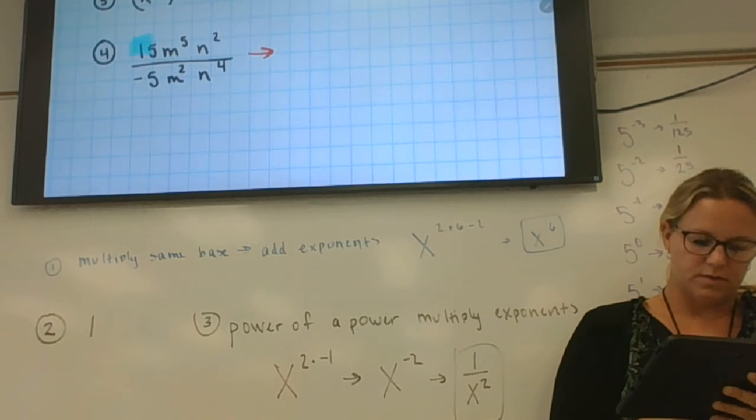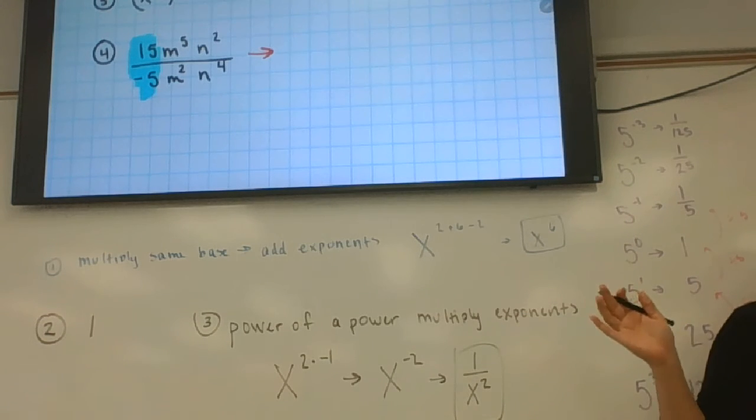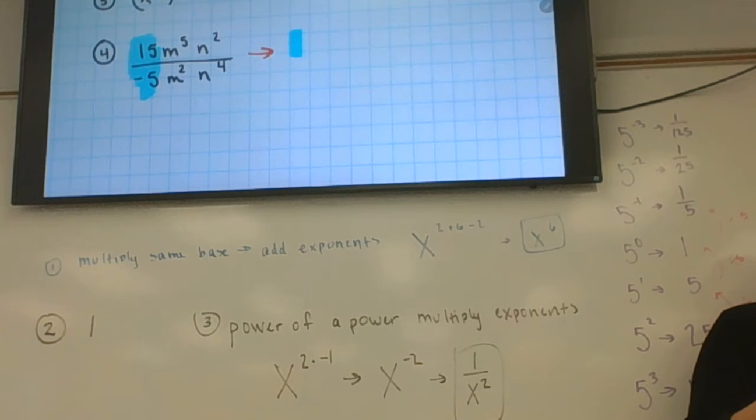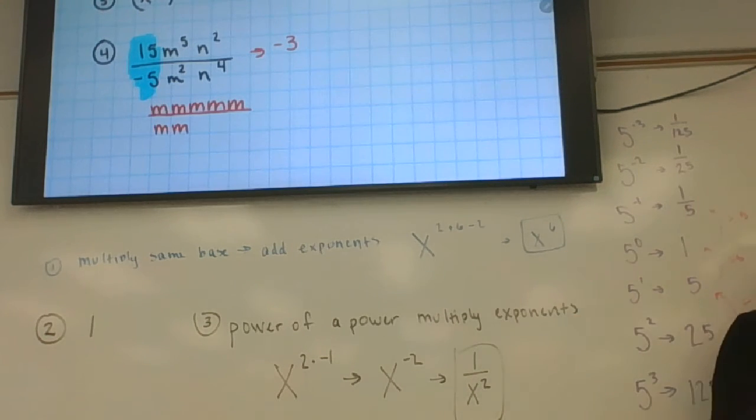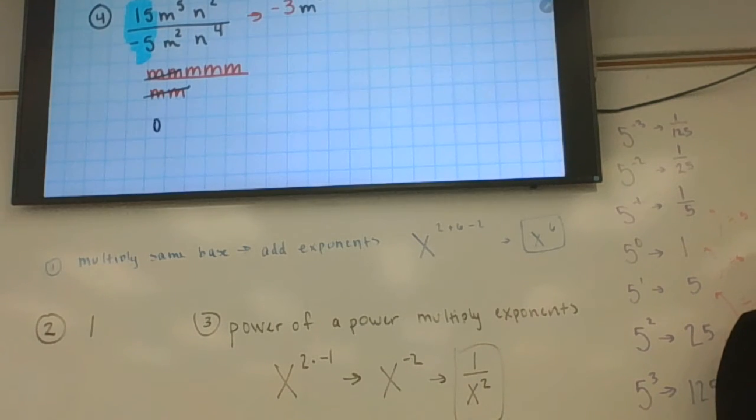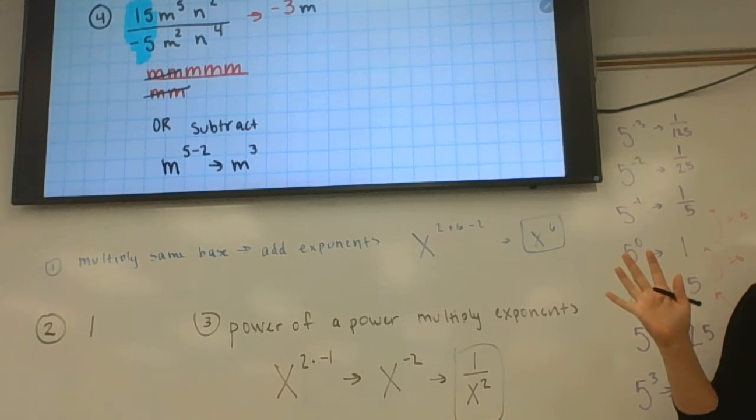So first I'll do 15 divided by negative 5. You've done that for years. Negative 3. When it comes to exponents, this is m to the 5th over m squared. There's 5 m's, and here's 2 m's, right? So when you first start, if you want to write out all those m's and cancel, you can. 2 will cancel, leaving 3 on top. Or just subtract. M to the 5th minus 2 is m to the 3rd, which is canceling out more quickly.